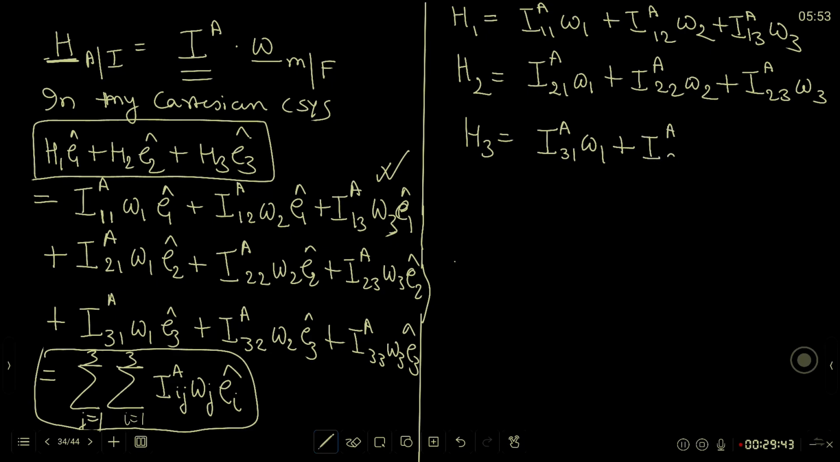Okay, H_i, I_ij omega_j. Okay. Now these are three scalar equations. These are all scalar equations. Three scalar equations that I have extracted out of that vector equation.